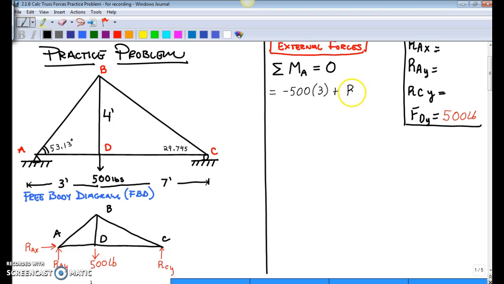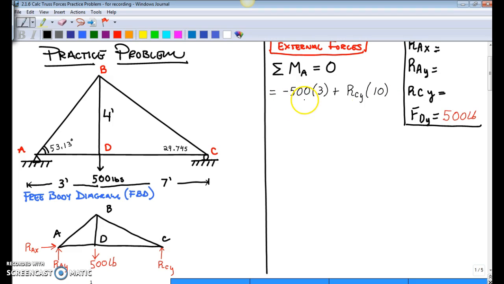So force R of C in the y direction times distance. Now your distance is not 7 feet. That's one of those places that a lot of people get tripped up on very easily. That distance from C has to go back to the reference point A, perpendicular. And in this case, that 7 plus 3 gives us 10 feet.